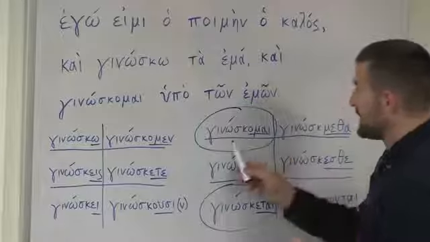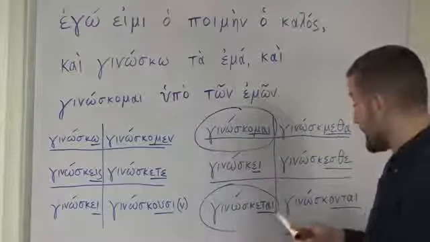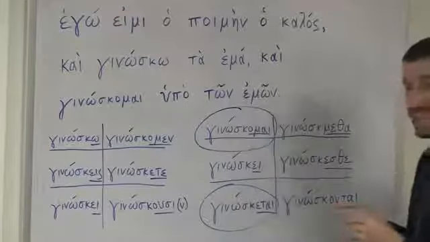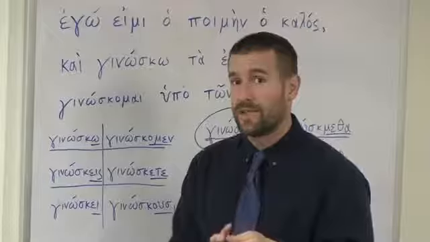Okay. This one means I am known. This one means he is known. Ginoskete. All right? So that's the difference between the active voice and the passive voice in Greek.